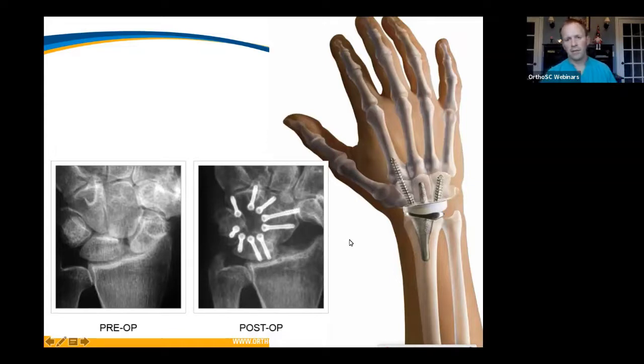And then another newer option is there's actually a wrist joint replacement. And fortunately, not many people actually need that. But it's becoming more common and more reliable. And so over time, that may be something that we're doing more in our practice.